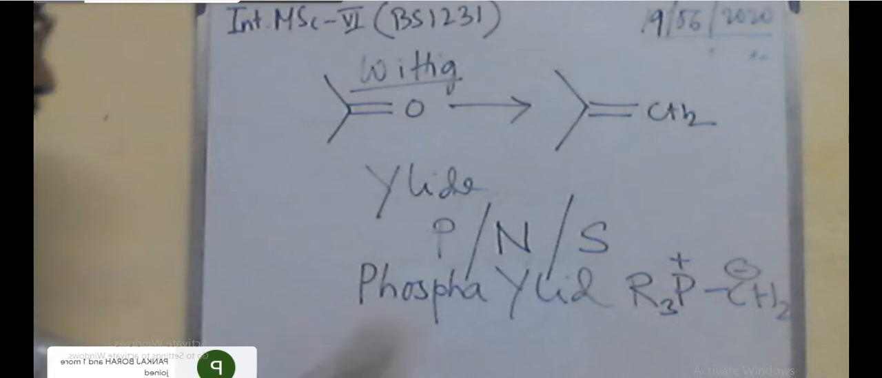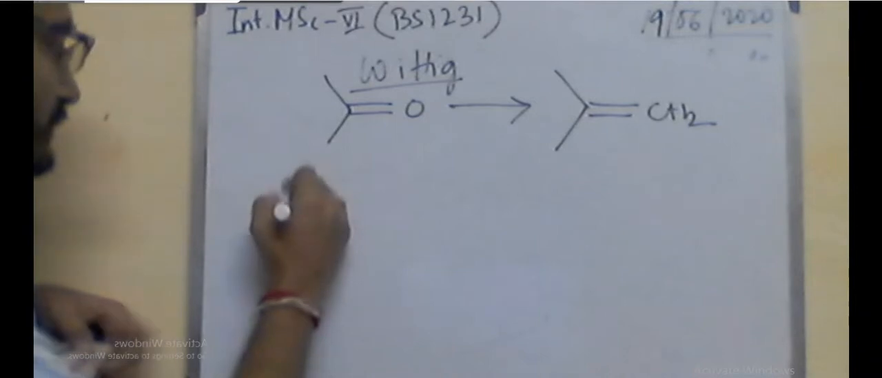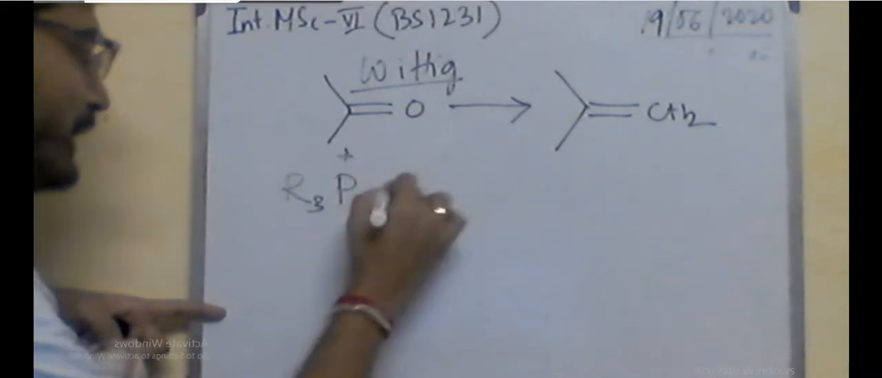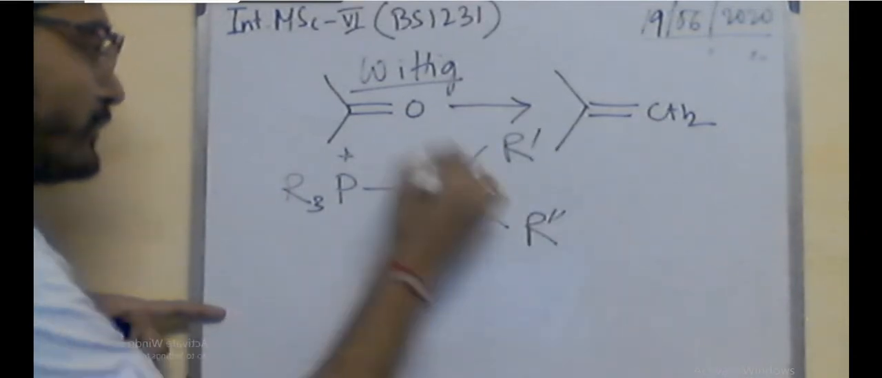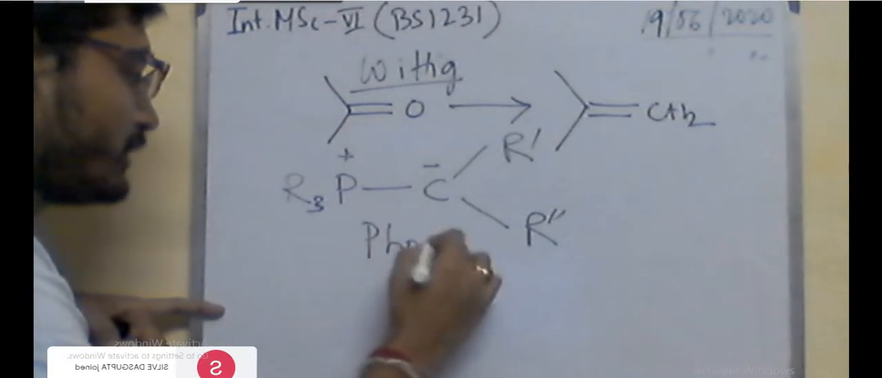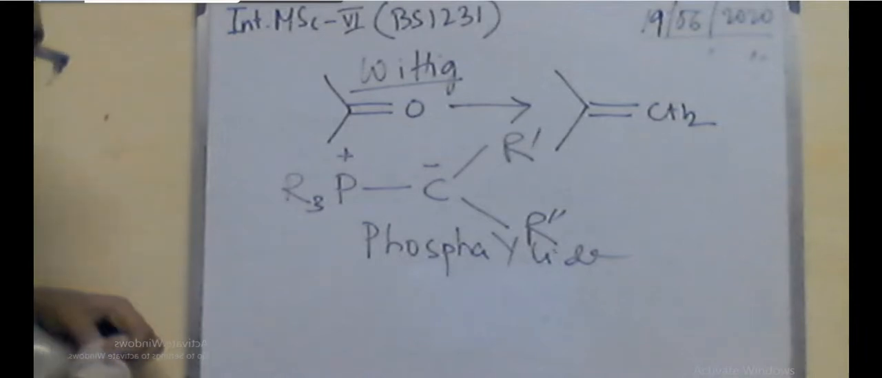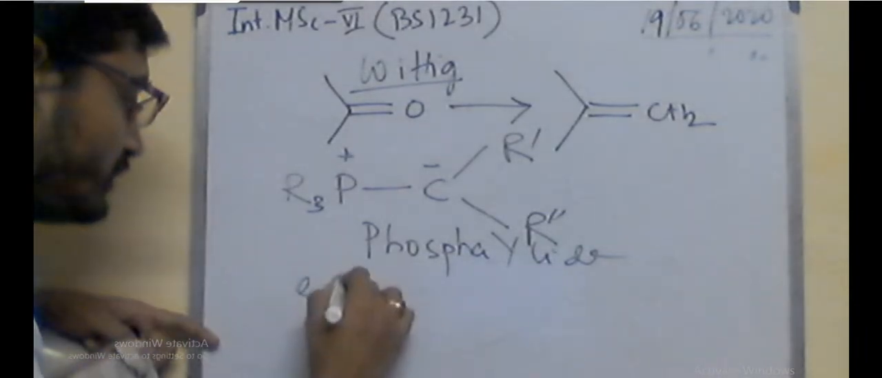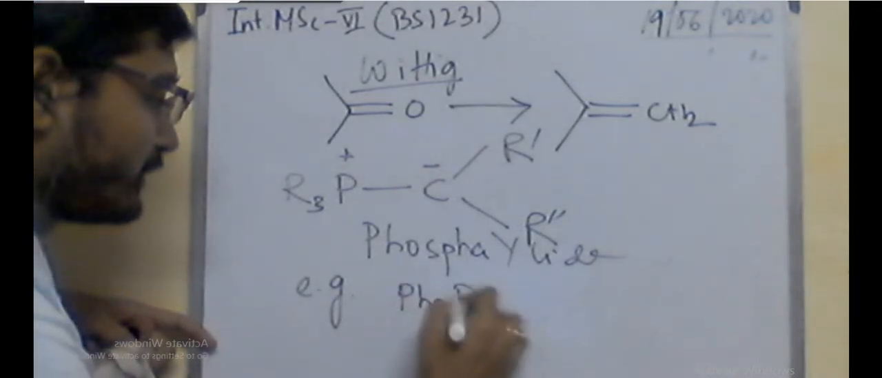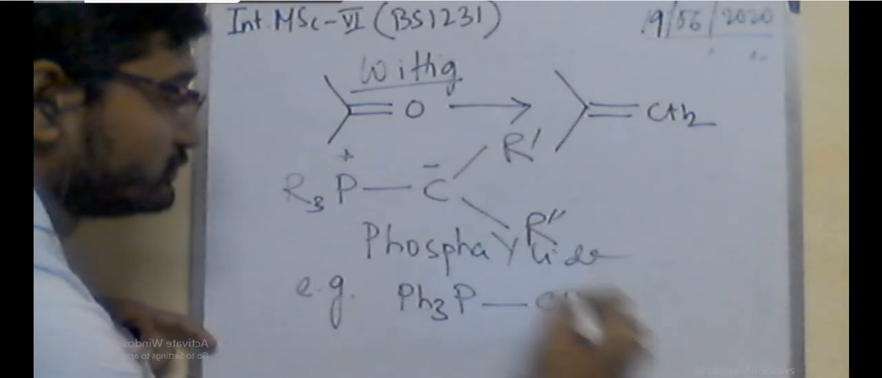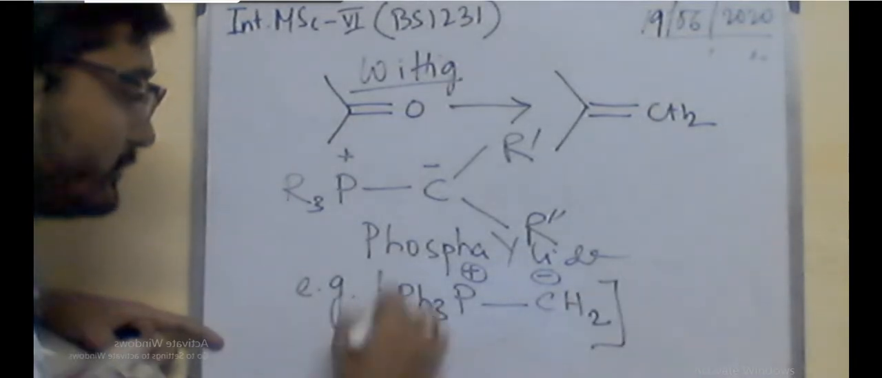That means R3P plus, C minus with R prime and R double prime. So this is the general formula of phosphylide. Now, how is the phosphylide generated? I will show a specific example, especially triphenyl phosphylide. How do you generate this ylide?